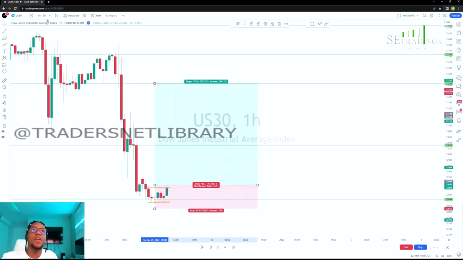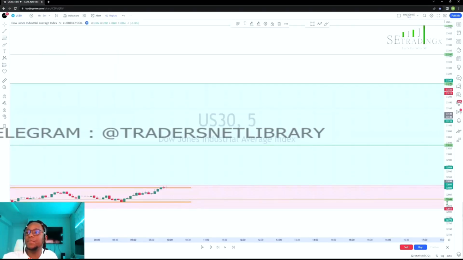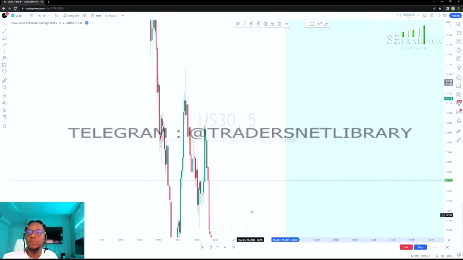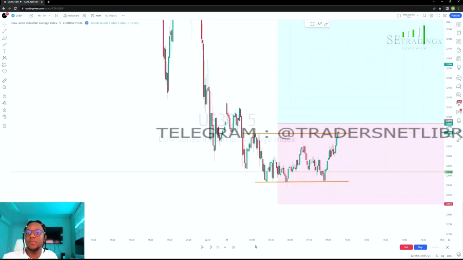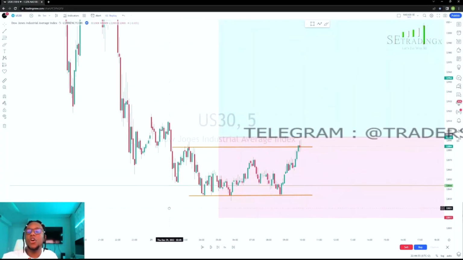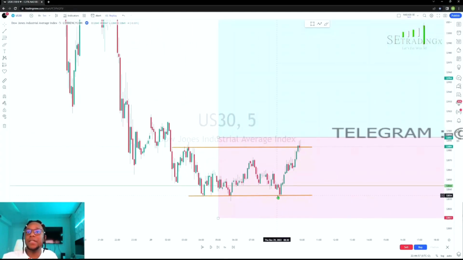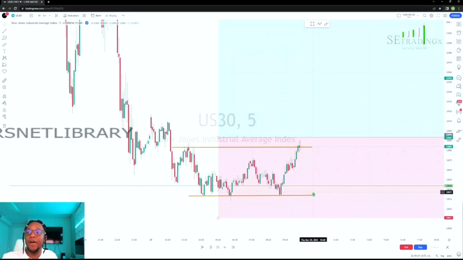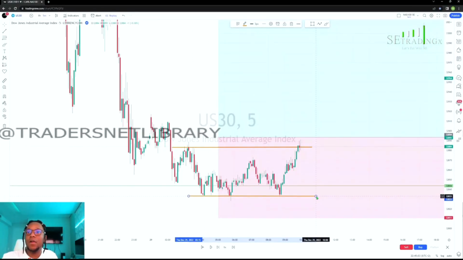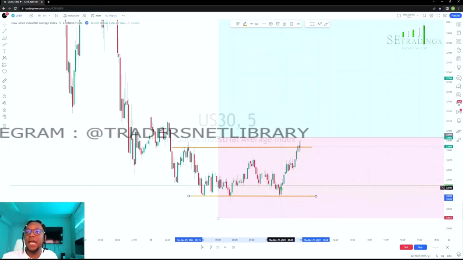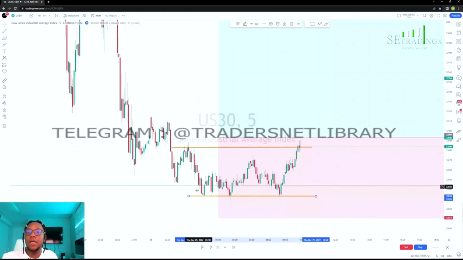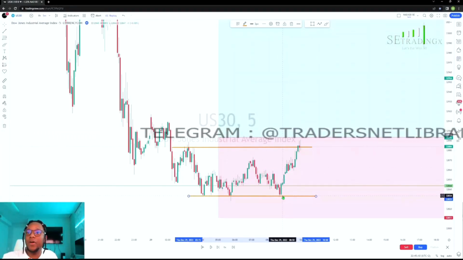Okay, let's just hold it over there. Let's check what's happening on the M5. So on the M5, we see that it did respect our area again. It did respect our area of support on the M5. Price is respecting and it keeps bouncing off of it. I had a bounce over here, a bounce over here, I have a bounce over here.